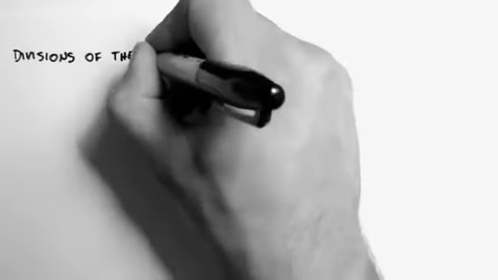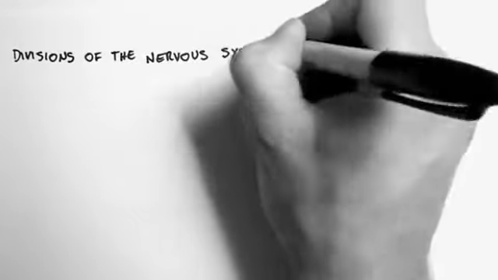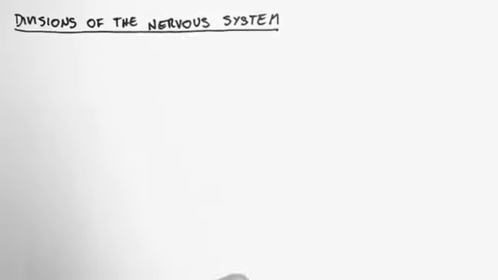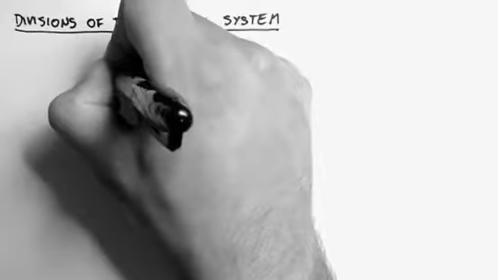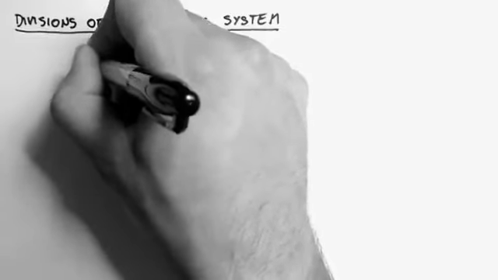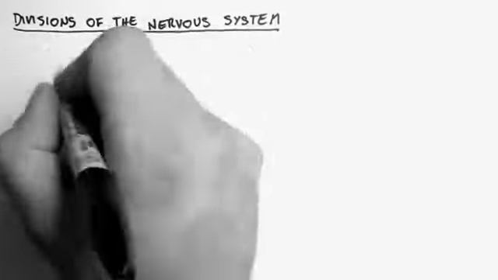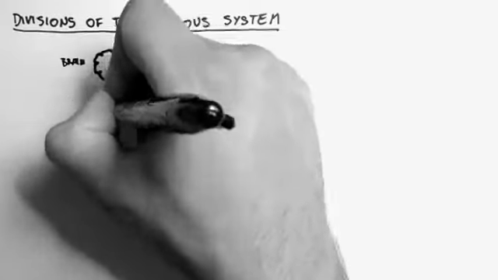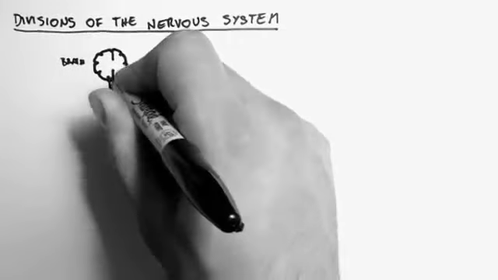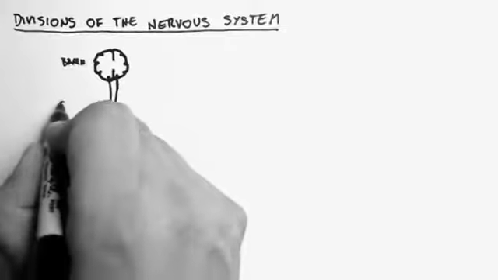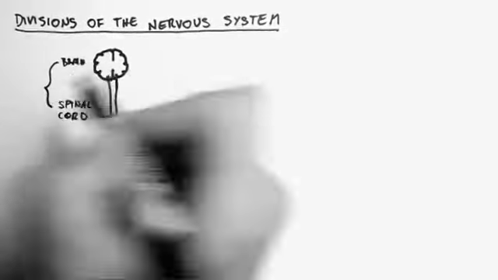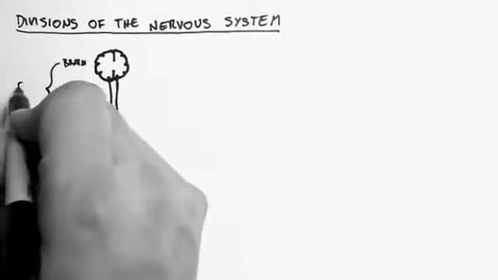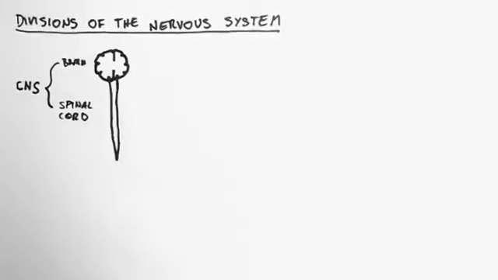Hi, in this video we're going to have a look at the divisions of the nervous system. First of all, we'll have a look at the anatomical divisions of the nervous system. So here's a brain, and hanging down from the brain is the spinal cord. Now these two structures make up the central nervous system, or the CNS.